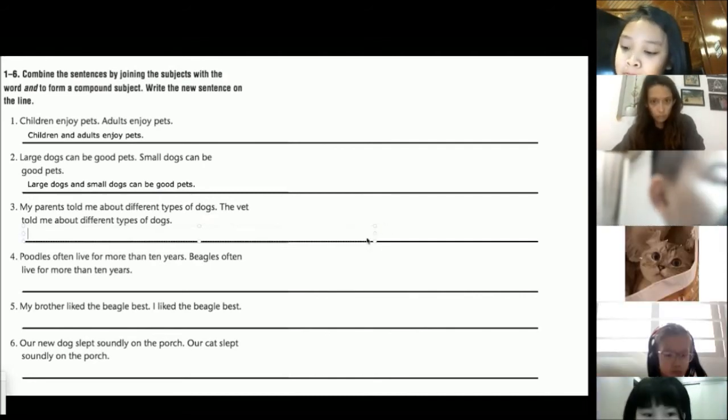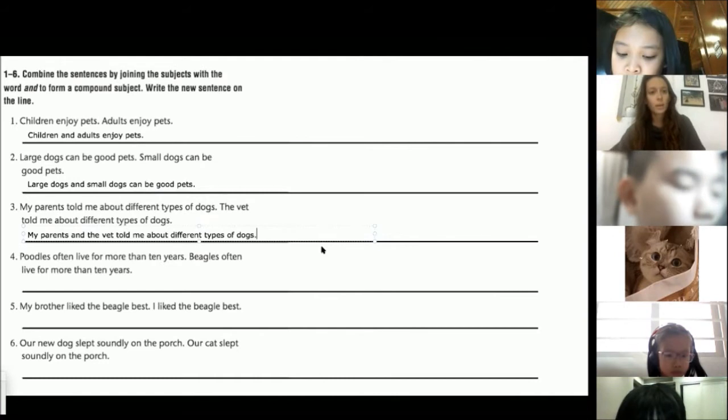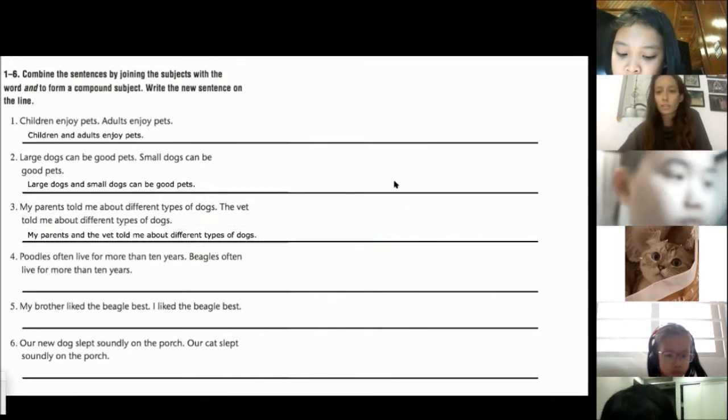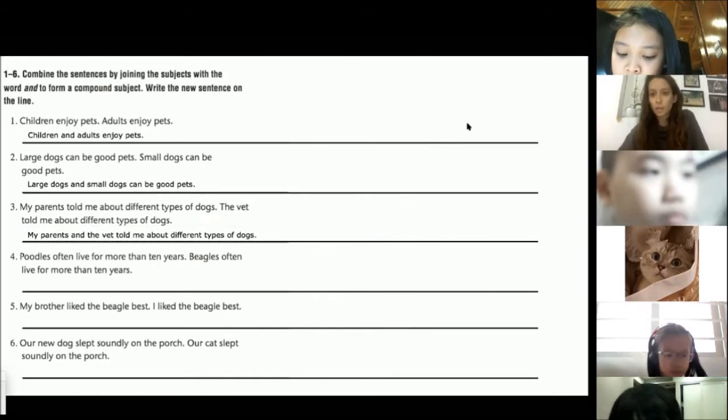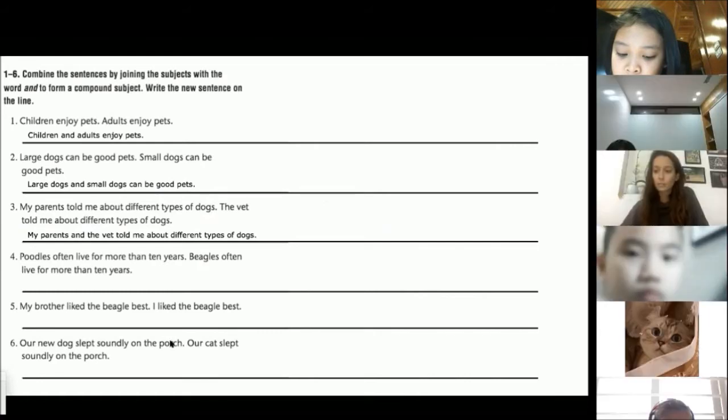My parents and the vet told me about different types of dogs. Good job. Belle, can you do number, please? Poodles often live for more than 10 years. Beagles often live for more than 10 years.